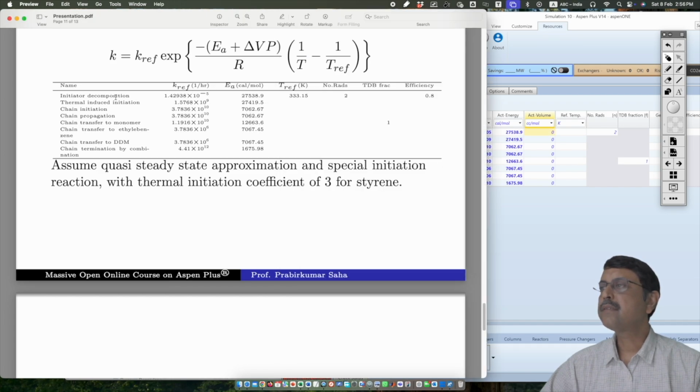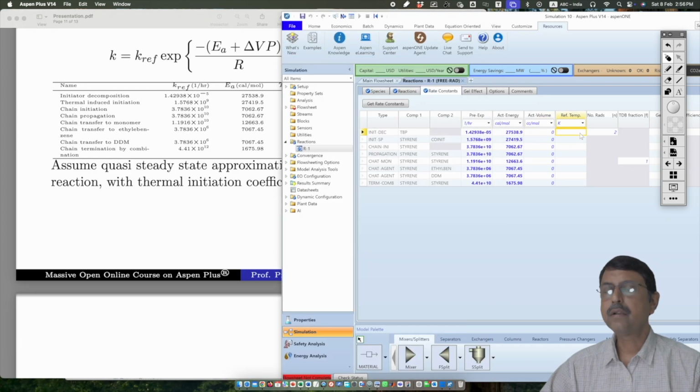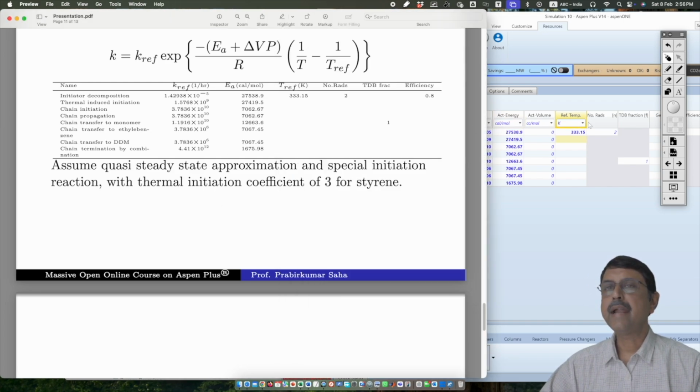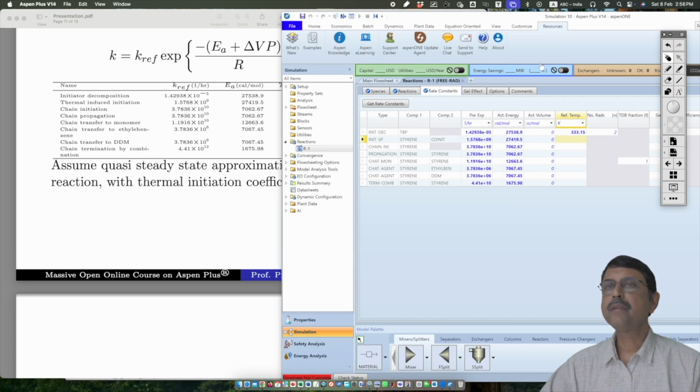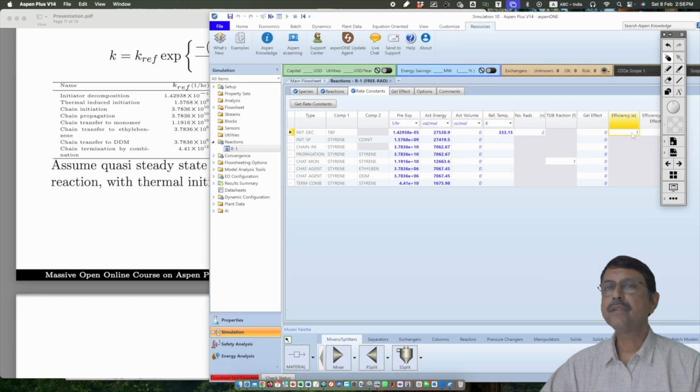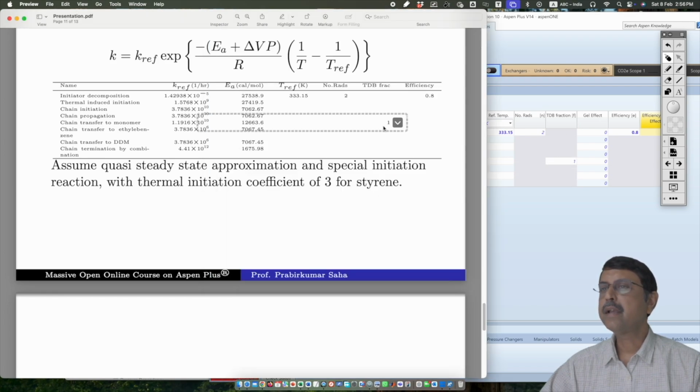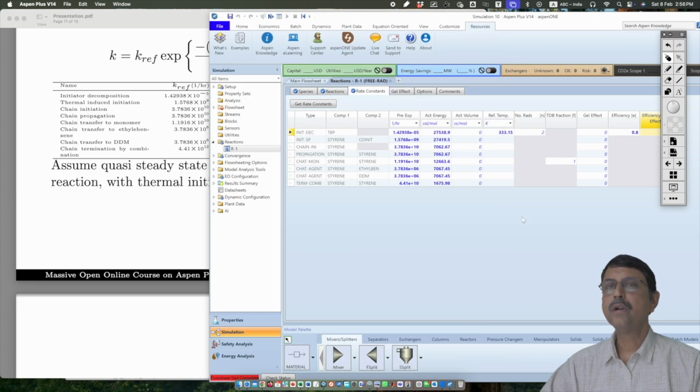Then in the first equation we have Tref 333.15, number of radicals 2, and then efficiency 0.8. And the chain transfer to monomer has TBP fraction 1. All others we have left at default.